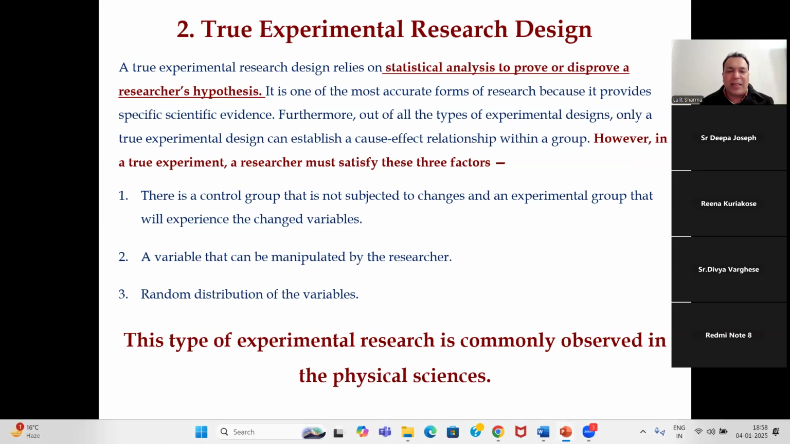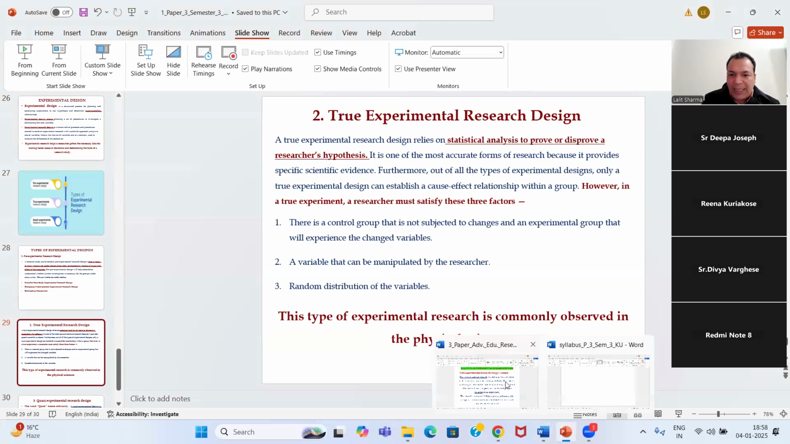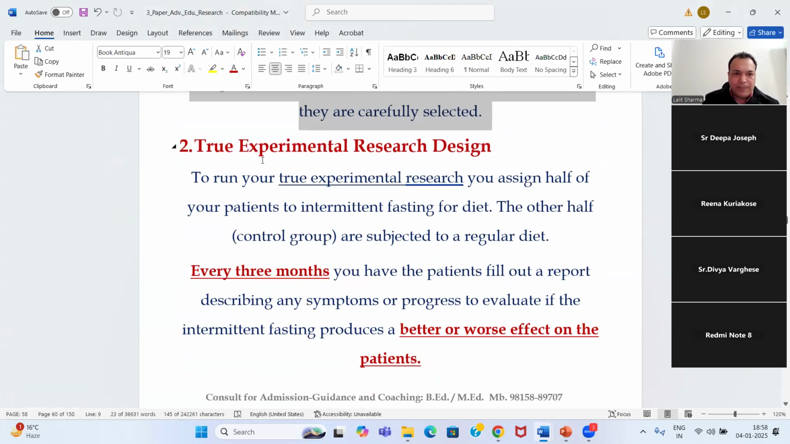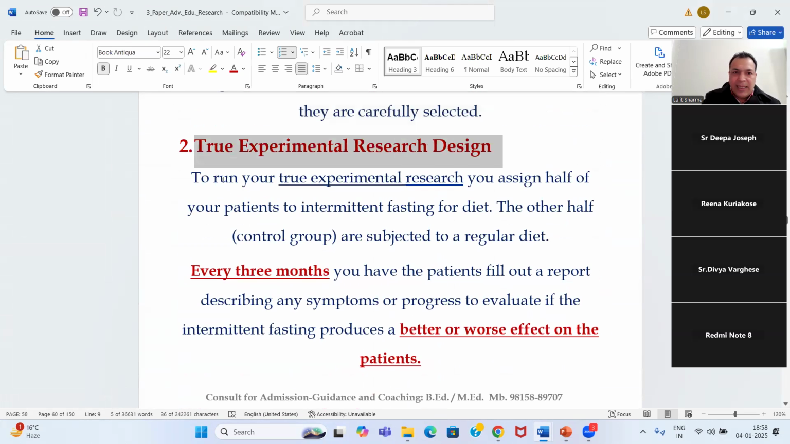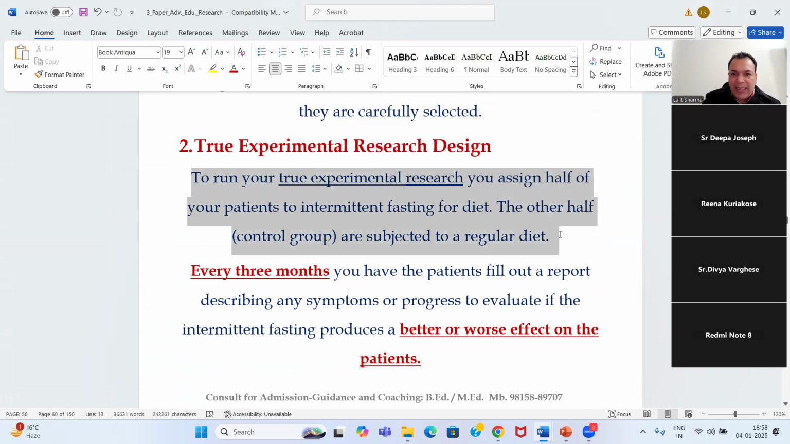Okay, I will tell you with the help of an example. Suppose in one group you have, okay, you can see the example from here also. I have given an intermittent fasting example. Look at this. Under the true experimental design, to run your true experimental design, you assign half of your patients to intermittent fasting. Okay. The other half are subject to a regular diet. So the topics are different, right? If the topics are different, then the designs are different, right?